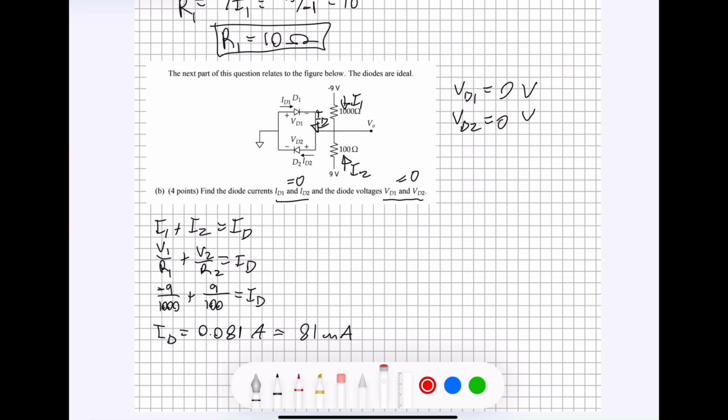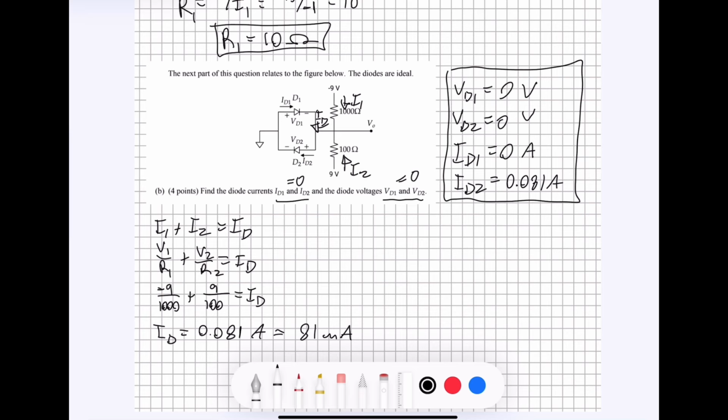That means that this diode has no current going through it. So the current of diode 1 is going to be equal to 0 amps. And since all of the current has to be going through this diode here because it's the only one that's forward biased, we know that this one is going to be 0.081 amps. And you can also write that as 81 milliamps if you would like. So this is the final answer to number 19, part B.